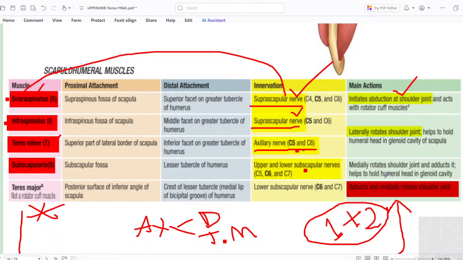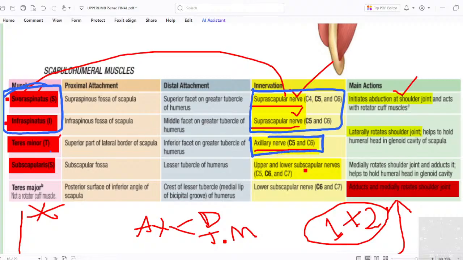Now, this is an exam question: their nerve supply. Supraspinatus and infraspinatus are both supplied by the suprascapular nerve. And teres minor, we have seen, is supplied by the axillary nerve. Teres minor and deltoid both are supplied by the axillary nerve. And subscapularis is supplied by the upper and lower subscapular nerves.